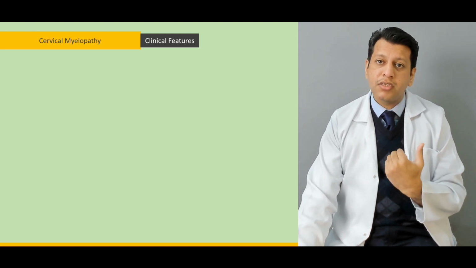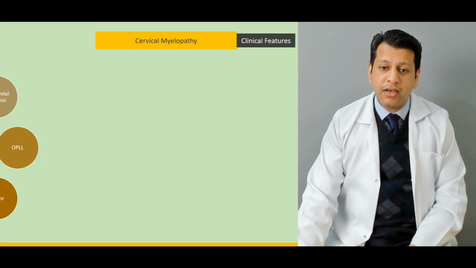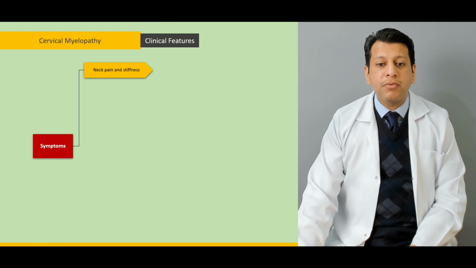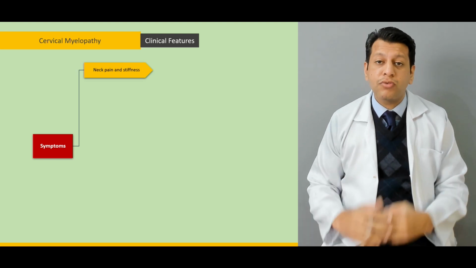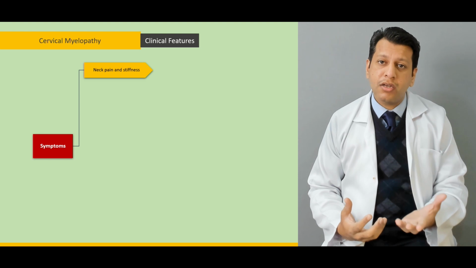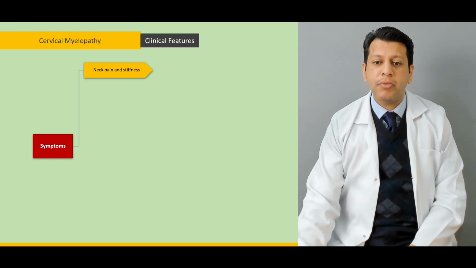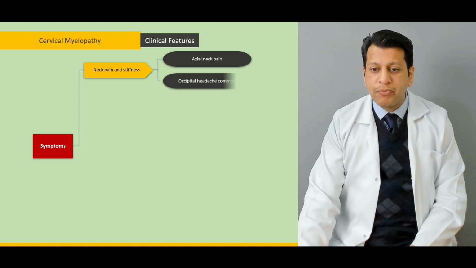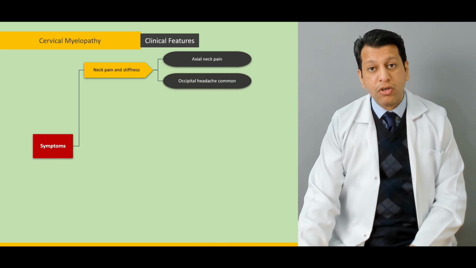So mainly the symptoms are in the neck area. These include neck pain and stiffness. This is one of the very common causes. This may occur in spondylosis as well as radiculopathy. But what's important to know is that axial neck pain and occipital headaches are very common.